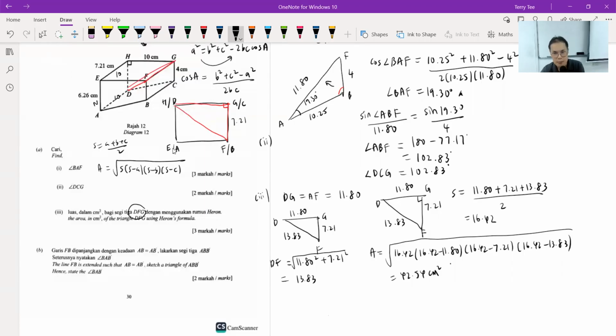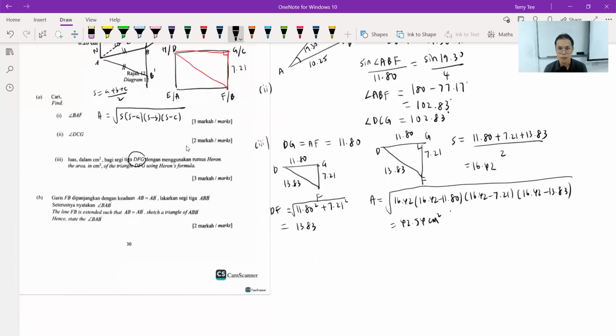Okay, now the last part, B. They say line FB is extended such that AB equals to AB prime. Okay, so I extend FB. This AB and AB prime are the same. So B prime should be over here. You're supposed to sketch the triangle of ABB prime, state the angle BAB prime. So let's draw. This is part B. Let me redraw like this.